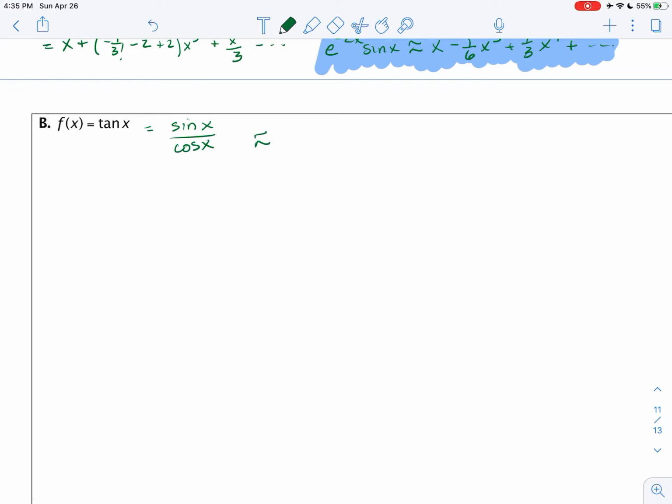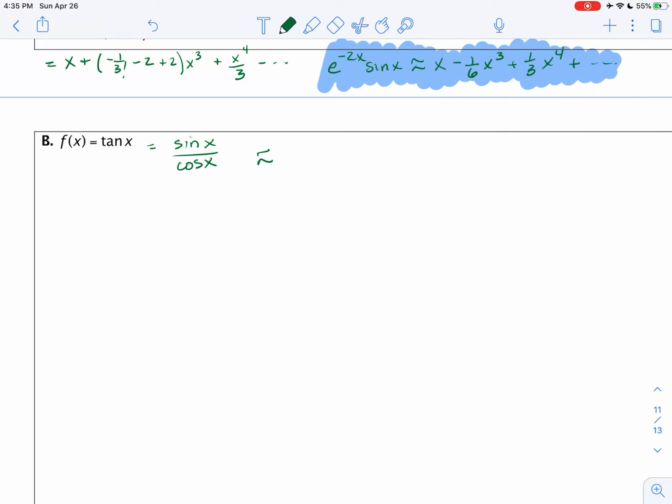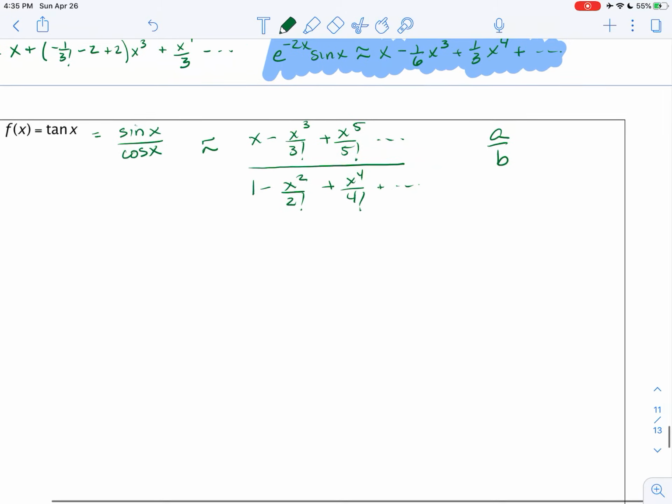So we would want to write out the first couple terms, and maybe just do 2 of them, or they do want 3 terms, so maybe we want to do 3 terms of each. So remember that sine x is going to be x minus x cubed over 3 factorial plus x to the fifth over 5 factorial dot dot dot, divided by cosine, and cosine x is 1 minus x squared over 2 factorial plus x to the fourth over 4 factorial minus dot dot dot. Good.